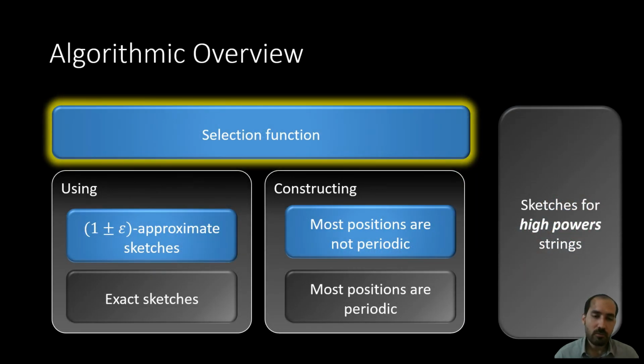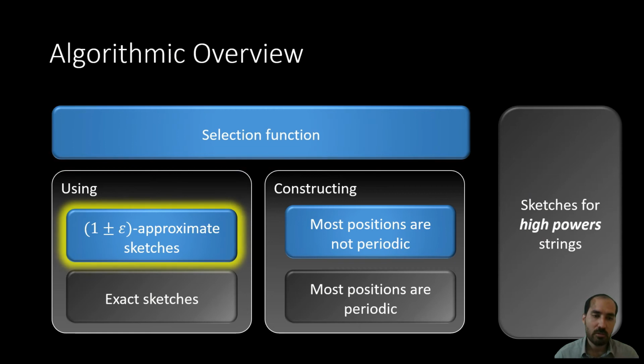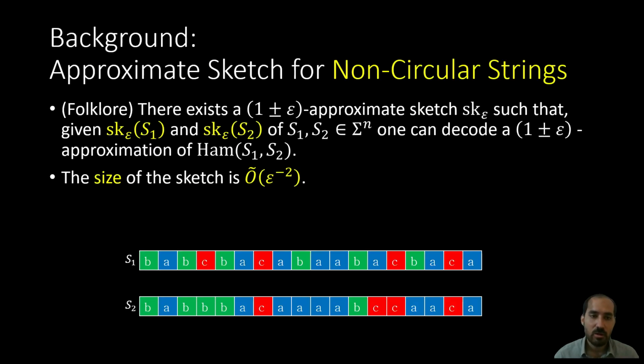Now, I want to discuss how we use a selection function, assuming that we have one, and at the end, we will discuss how to construct them. So we will show the approximate sketch, and of course there is also an exact sketch.